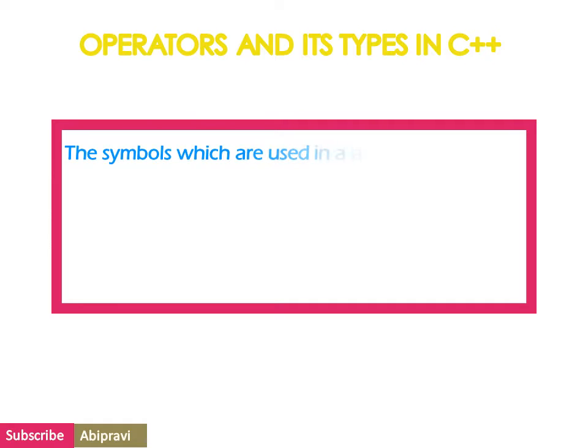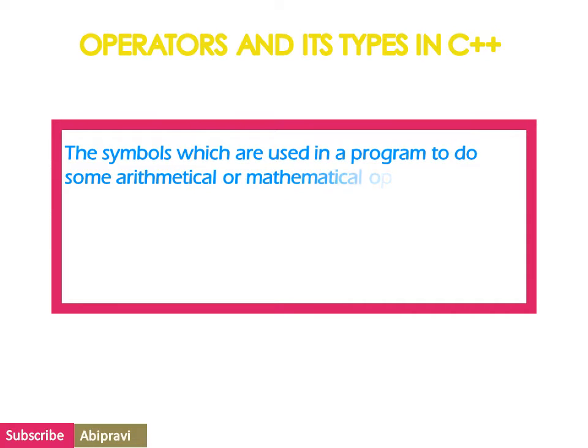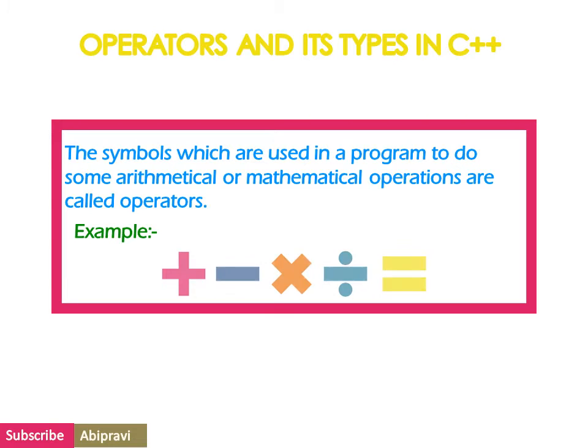The symbols which are used to do some mathematical or logical operations are called operators. The data items or values that the operators act upon are called operands. Examples of operators: addition, subtraction, multiplication, division, and equal to operator.